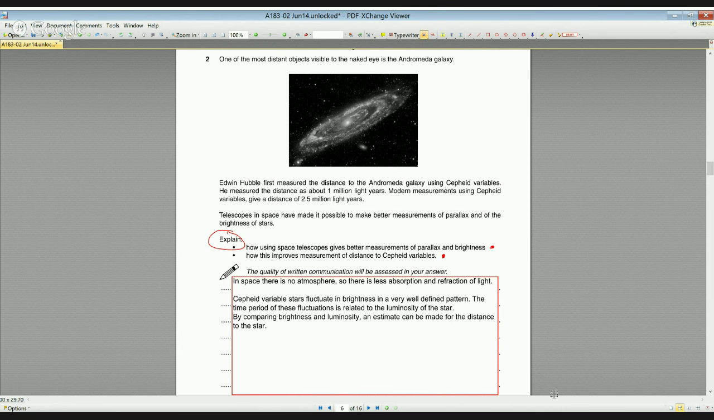Let's just link these two things together. If less light is being absorbed or refracted, the measurement of brightness will be more precise. And therefore, also the estimate of distance.